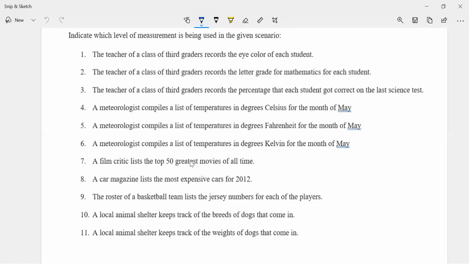Now this is ordinal, right? He put them in order. This critic put them in order. So it's an ordinal level measurement. The rankings are ordered from 1 to 50, but there's no way to compare the difference in rankings. The movie he chose for number one could be better than number two by only a little, or it could be way, way better. Depends on the critic. There's no way to know from rankings alone.